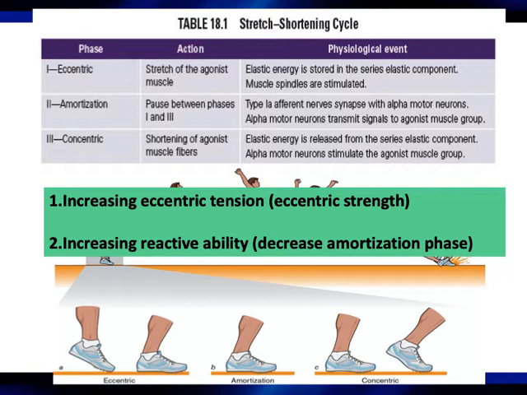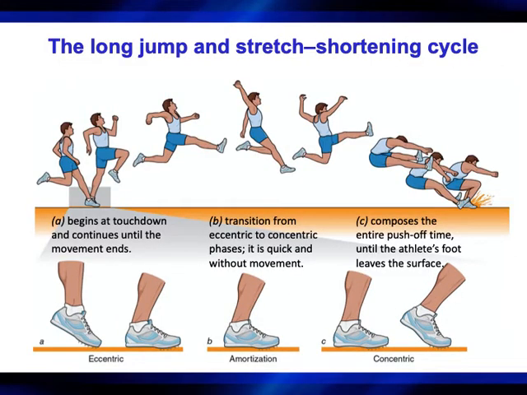So those 2 pieces are the goals of plyometric training. One, increase eccentric tension through eccentric strengthening, and two, increase reactive ability to decrease the momentary pause between the 2 phases, known as the amortization phase. So the reduction in the time of the amortization phase means greater force produced and less elastic energy lost as heat production. This is extremely important and is the focus for plyometric training. So here's another example, again showcasing the long jump and the stretch-shortening cycle. At touchdown, we have the eccentric loading of the agonist muscle. This begins at touchdown and continues until the movement ends. That's the eccentric.